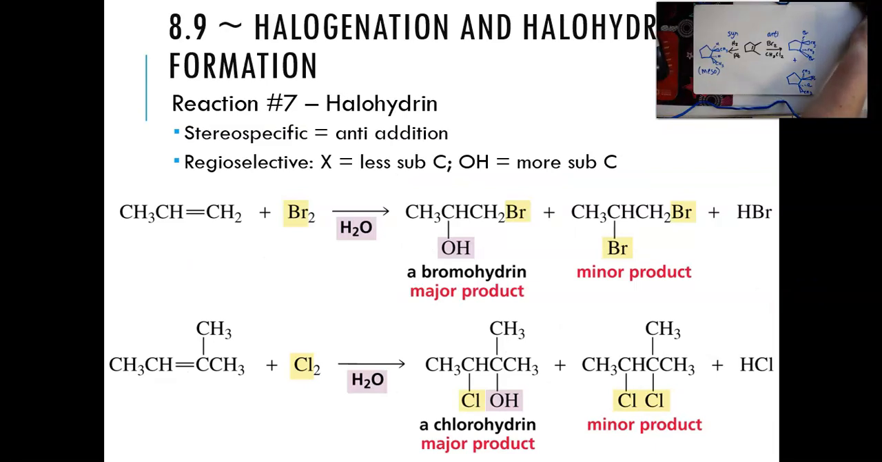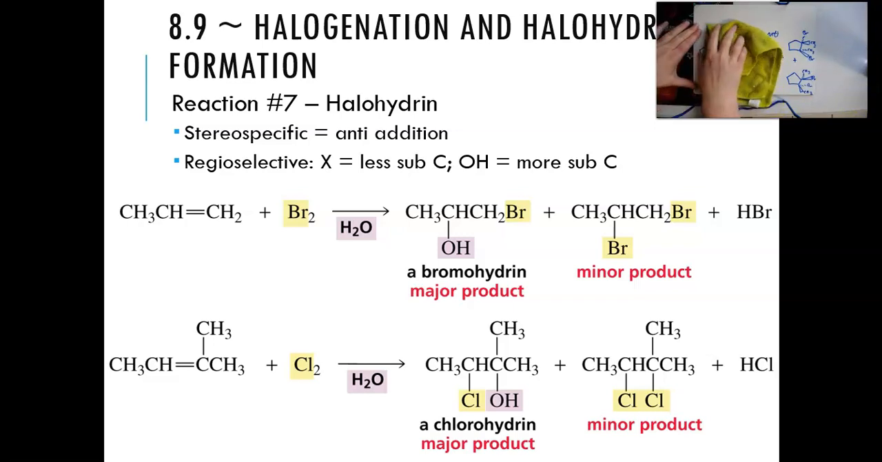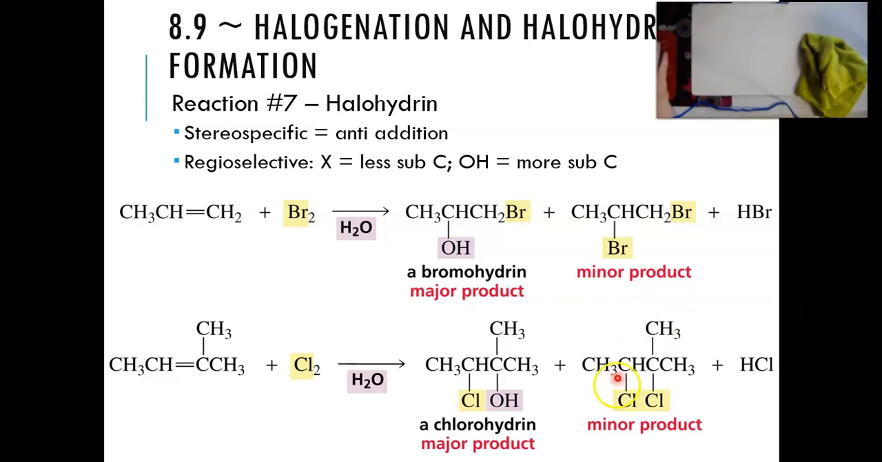Reaction number 7 is called a halohydrin reaction. So the halo is telling us that we're using a halogen, and the hydrin part is a reference to water. So that tells us that we're going to be reacting a halogen and a water molecule. So here's our alkene. We're reacting it with Br2, and for this reaction we can use bromine or chlorine or iodine. Let me add that up here.